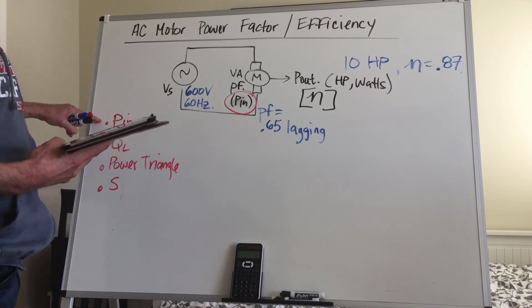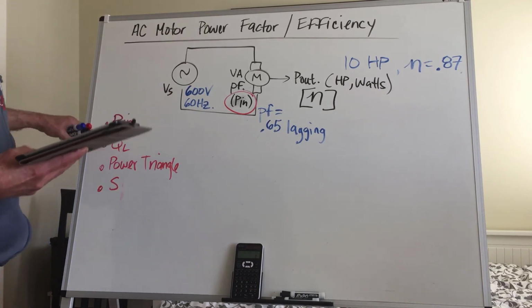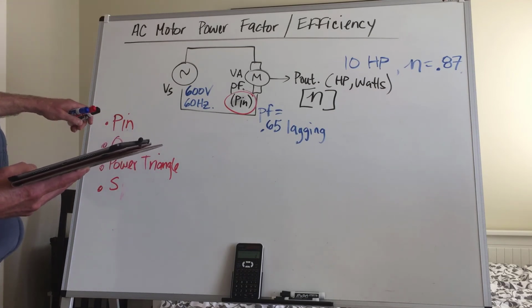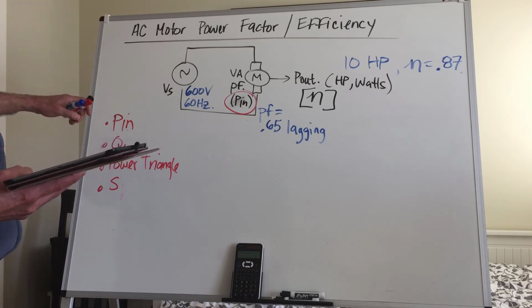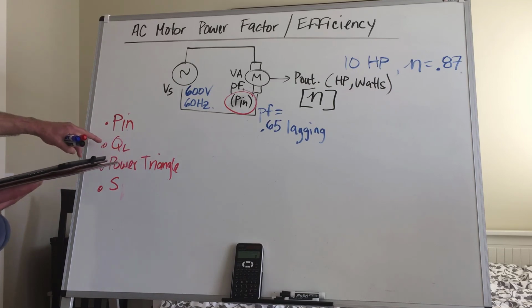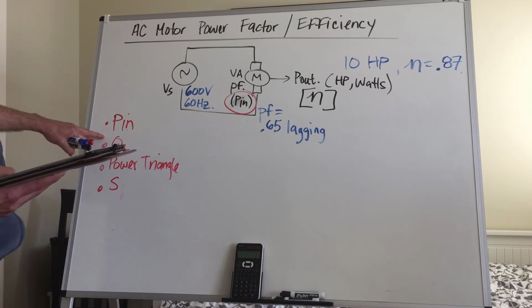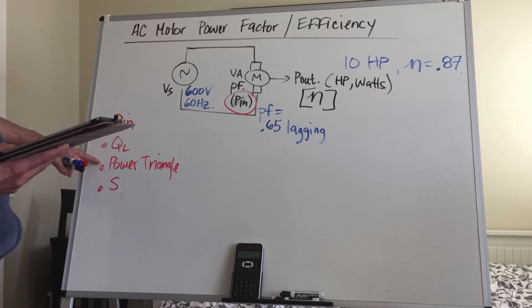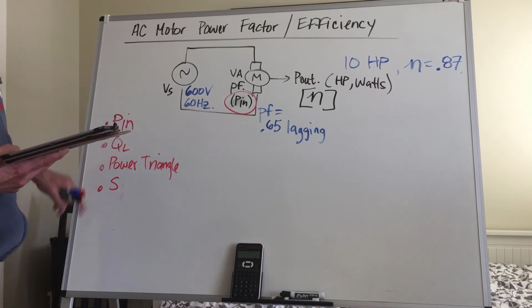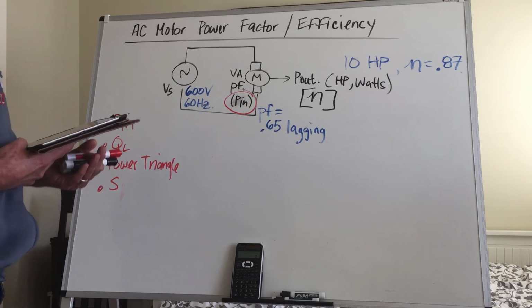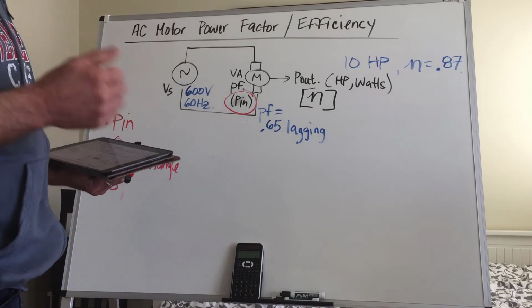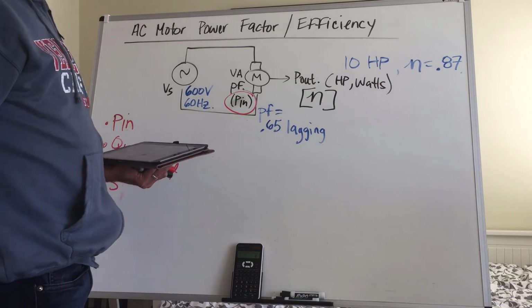It's also asking what the reactive power to the motor is, and of course because we have a lagging power factor, we know that reactive power is going to be QL, so those will be QL vars. We're going to determine QL. It wants us to draw a power triangle, and it's asking what the apparent power, or the S value, is for the motor. If you refer to the diagram, that's what I had to do here to get some of the details.